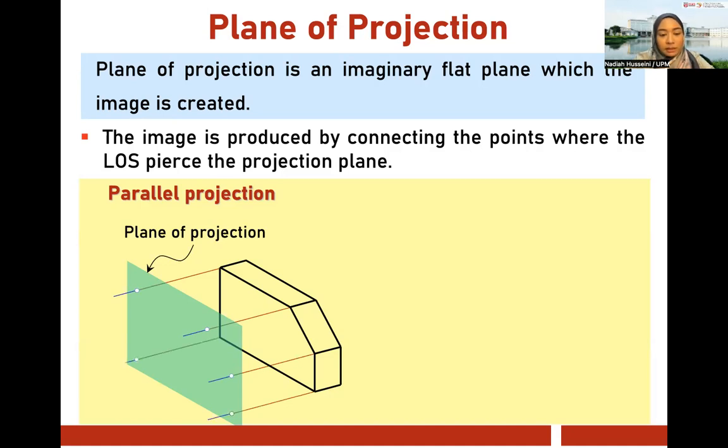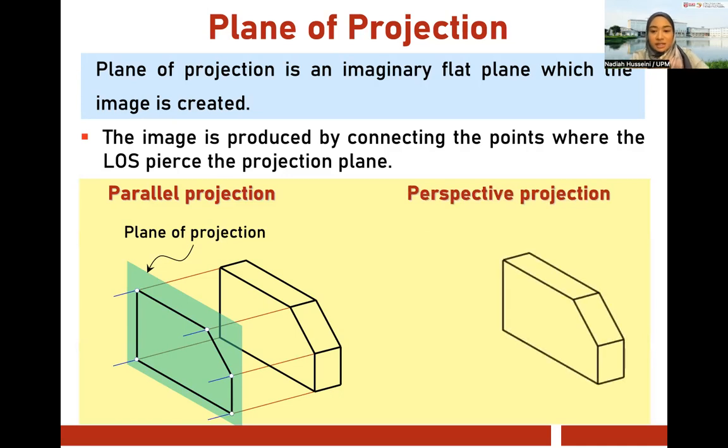Hello, lambat lah pula. Okay. So now that you have your paper, your line of sight semua dah tembus paper tu, you can draw. So this is parallel projection. You see the object as it is. Okay, what about apa tu tadi? Converging projection? What was it? Perspective projection, sorry. Converging line of sight.